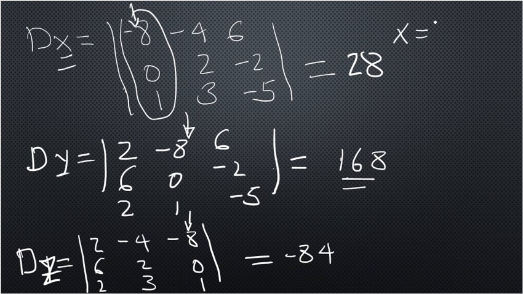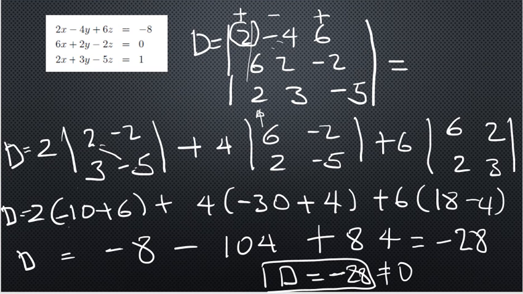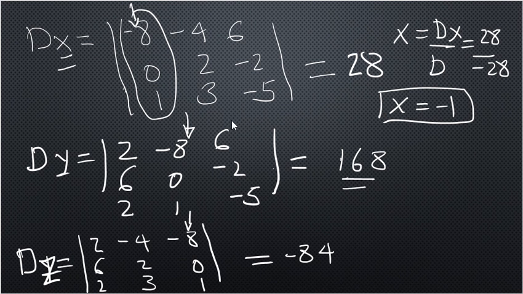The x value, we said already, is dx over d, which is 28 over -28. We have got it. So the x value is going to be -1. This is x. We can check the d value here. We did it already. The d value is -28. Yes, so that's correct.